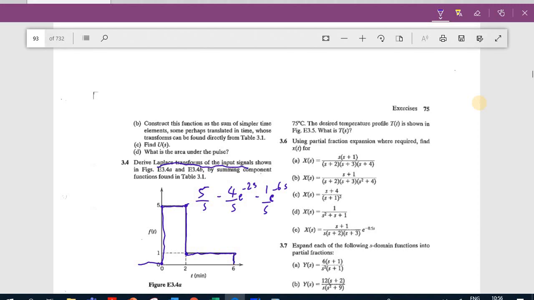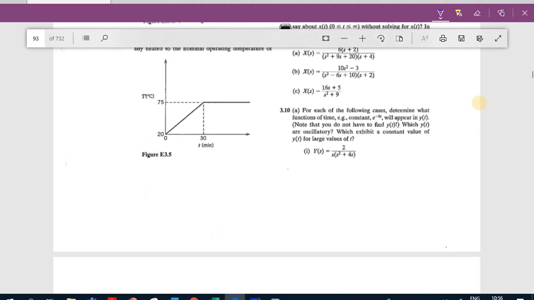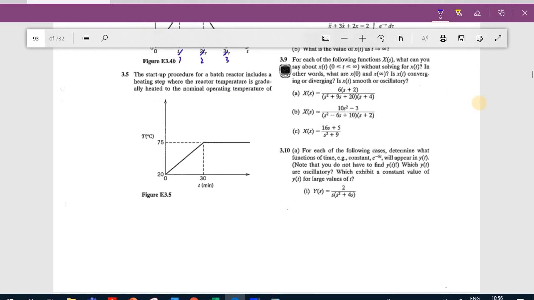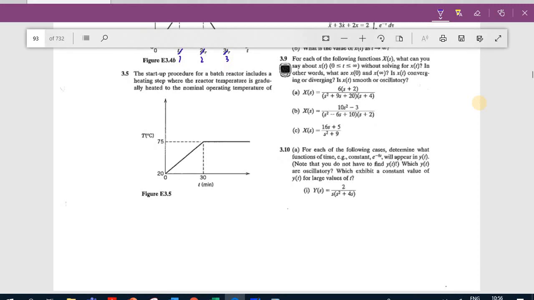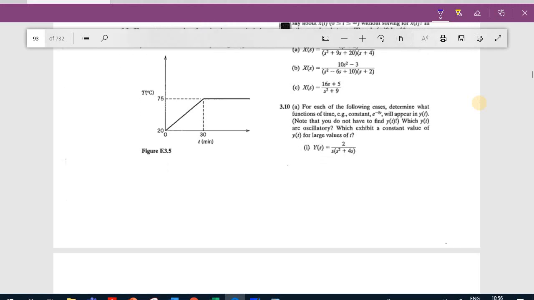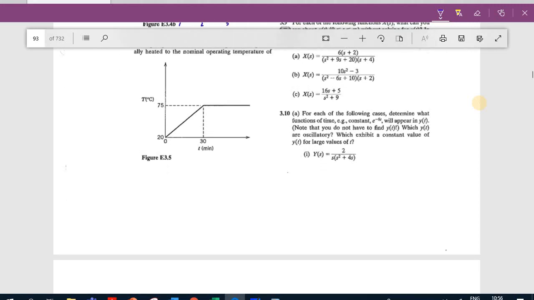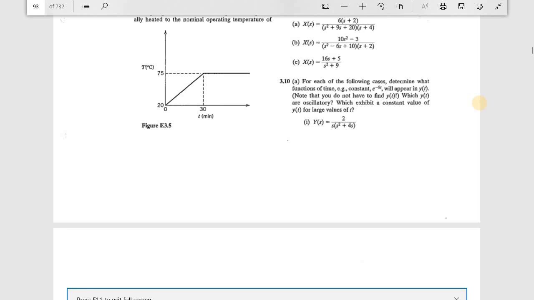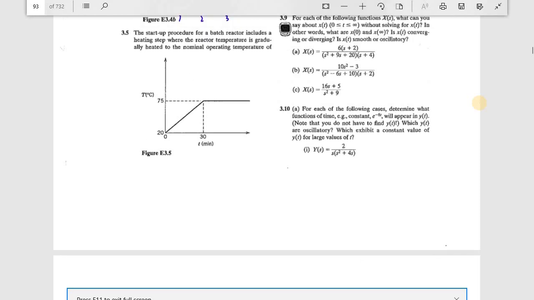What is T in the S domain? This is the response in the time domain, and what it is requesting is to find the T response in the S domain. I think I have some space here, and I can do this. That's much better, and I can still write.